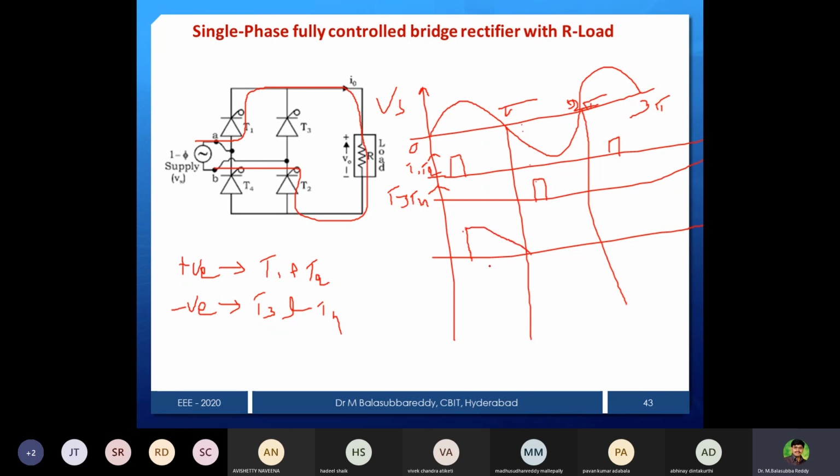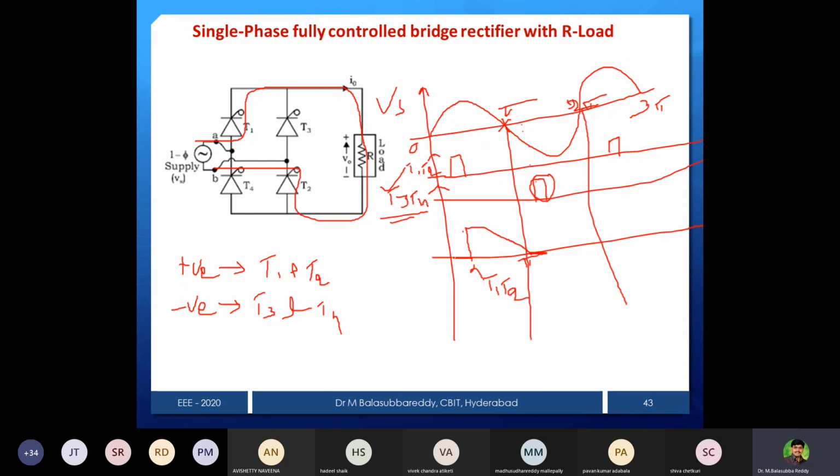Once it reaches pi, what will happen? T1 and T2 will be turned off at pi due to natural commutation. It started at alpha and ended at pi. Then from pi to pi plus alpha, what will happen? There is no firing pulse to any of the devices from pi to pi plus alpha. You can see pulses for T3, T4 only at pi plus alpha. That's why from pi to pi plus alpha, no devices will conduct.